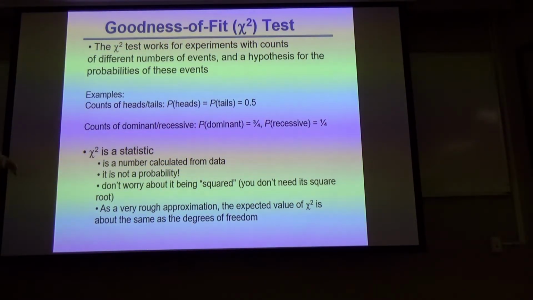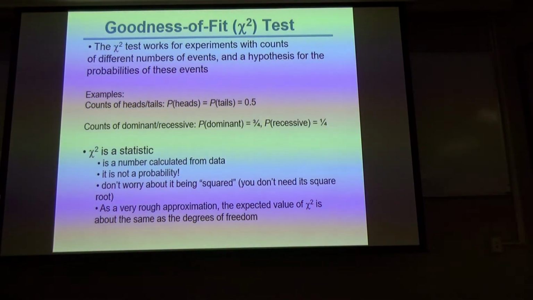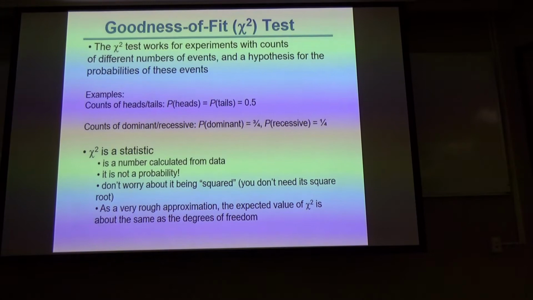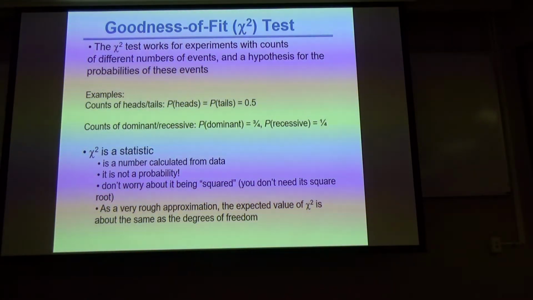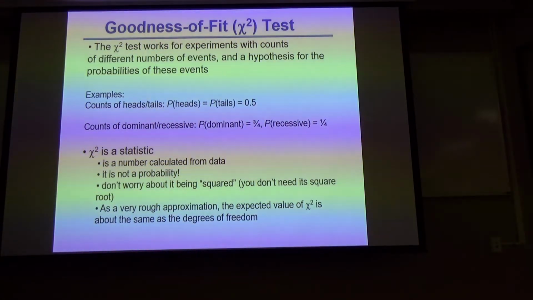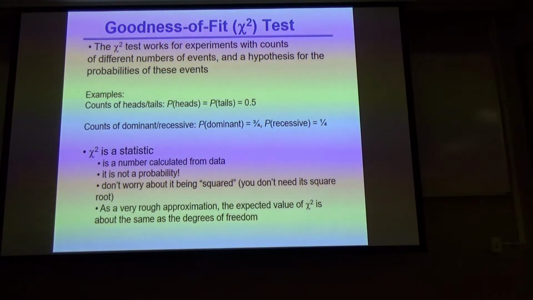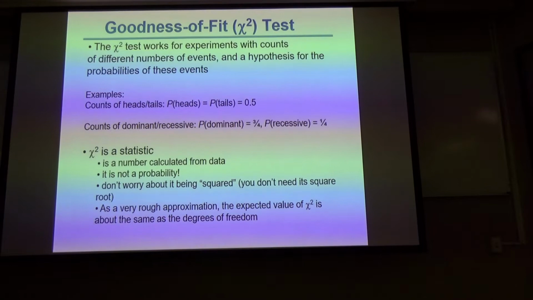So that chi-squared is a statistic. It's not actually the probability here. We can match it to a particular distribution and understand what the chance of getting that is compared to if we just took random data by chance with that particular expected ratio that you have.